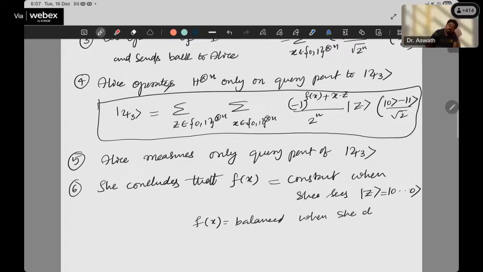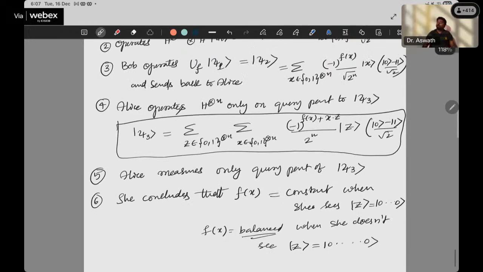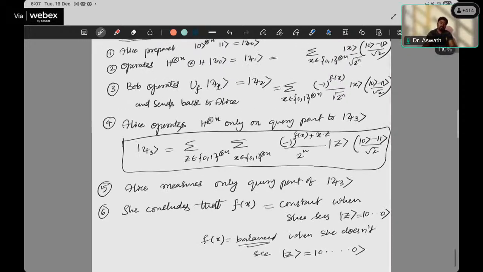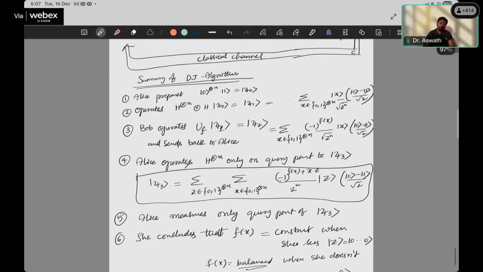she doesn't see z is 0, 0, 0. If she's fine, straight away constant. If she doesn't see, then it is balanced. That is the Deutsch-Jozsa algorithm for you. Okay, right? Fine. So with this, we just concluded the Deutsch-Jozsa algorithm.